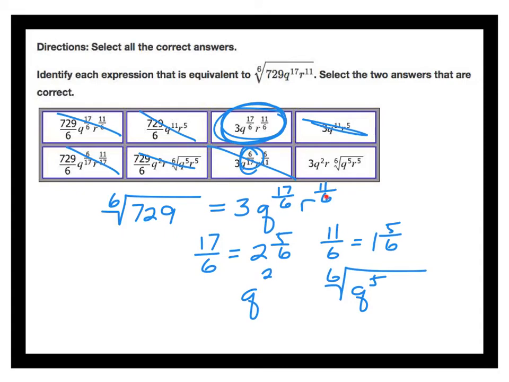Same idea over here. Inside the radical sign, we're going to have r to the first power. And then inside the radical sign, we'll have r to the fifth power. So outside first power, inside fifth power. And then we still have our 3 sitting out front, which means this is our correct answer. Our second correct answer.